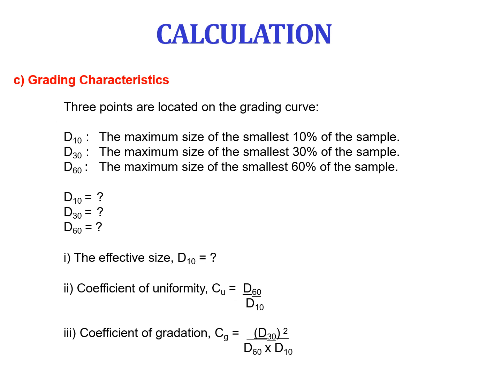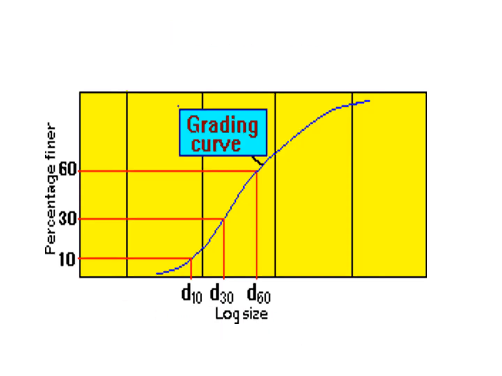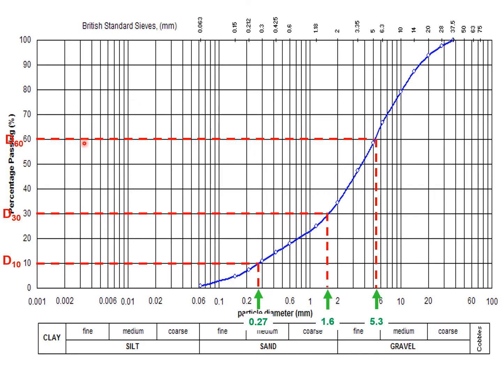Just now you have a sample, you have to fill the tables, and then you plot, and after plotting you find the 3 points located on the grading curve. So you have D10, D30, and D60. You have to determine the effective size, coefficient of uniformity CU, and coefficient of gradation CG. This is the question that you have to know. This is from the grading curve.